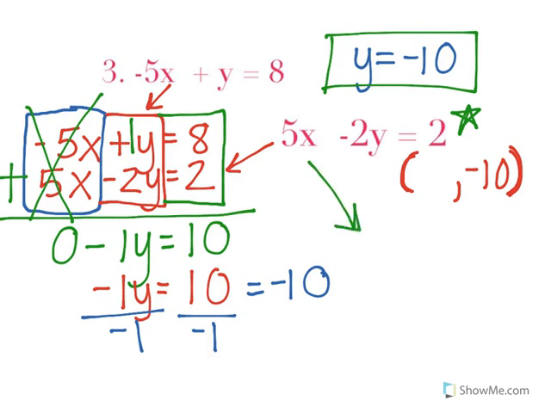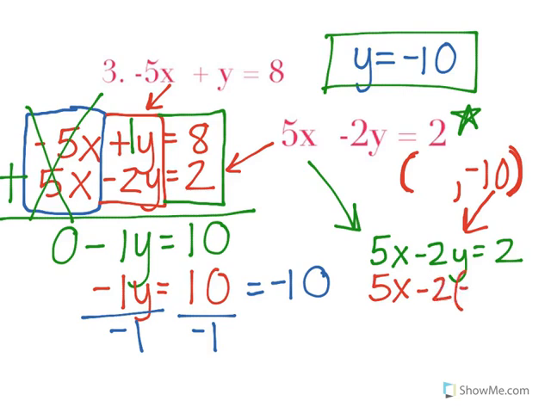So I'm going to come down here and write 5x minus 2y equals 2, and I'm going to plug in what I found to be my y value. I'm going to plug in for y to find my x value. So instead of y, I'm now going to write negative 10. And I'm going to solve this equation for x to determine the x value. Negative 2 times negative 10 is going to give me a positive 20.